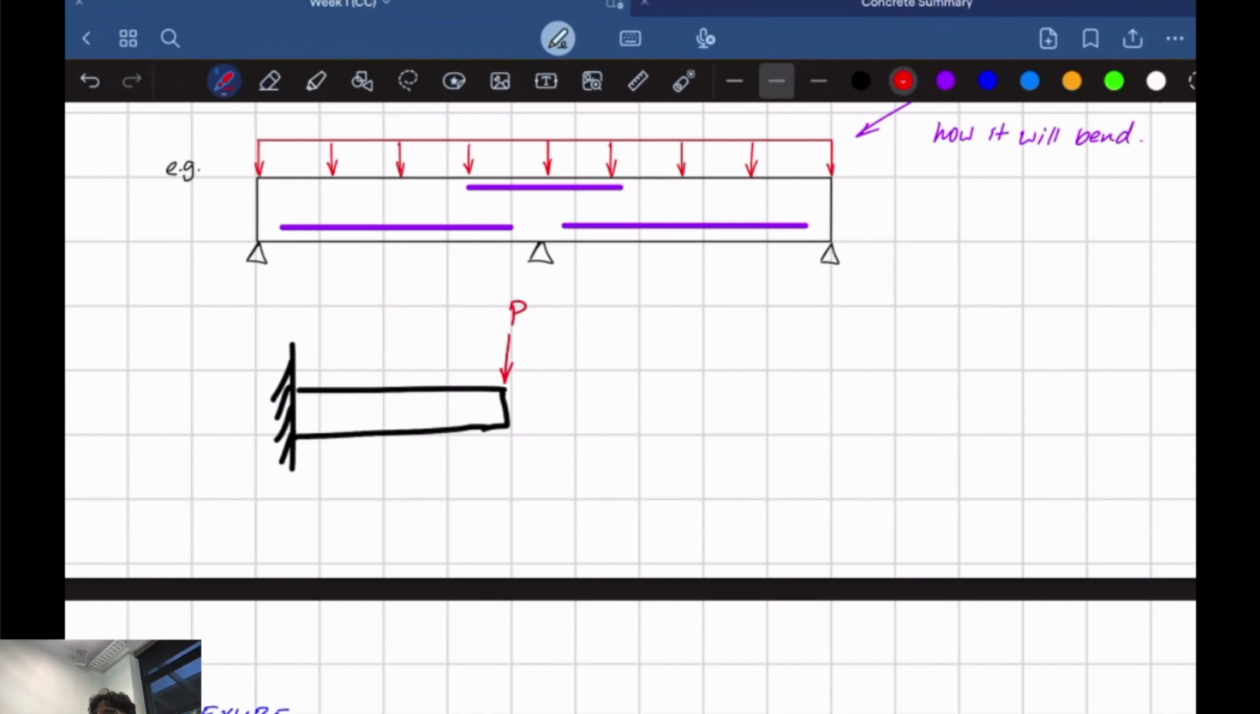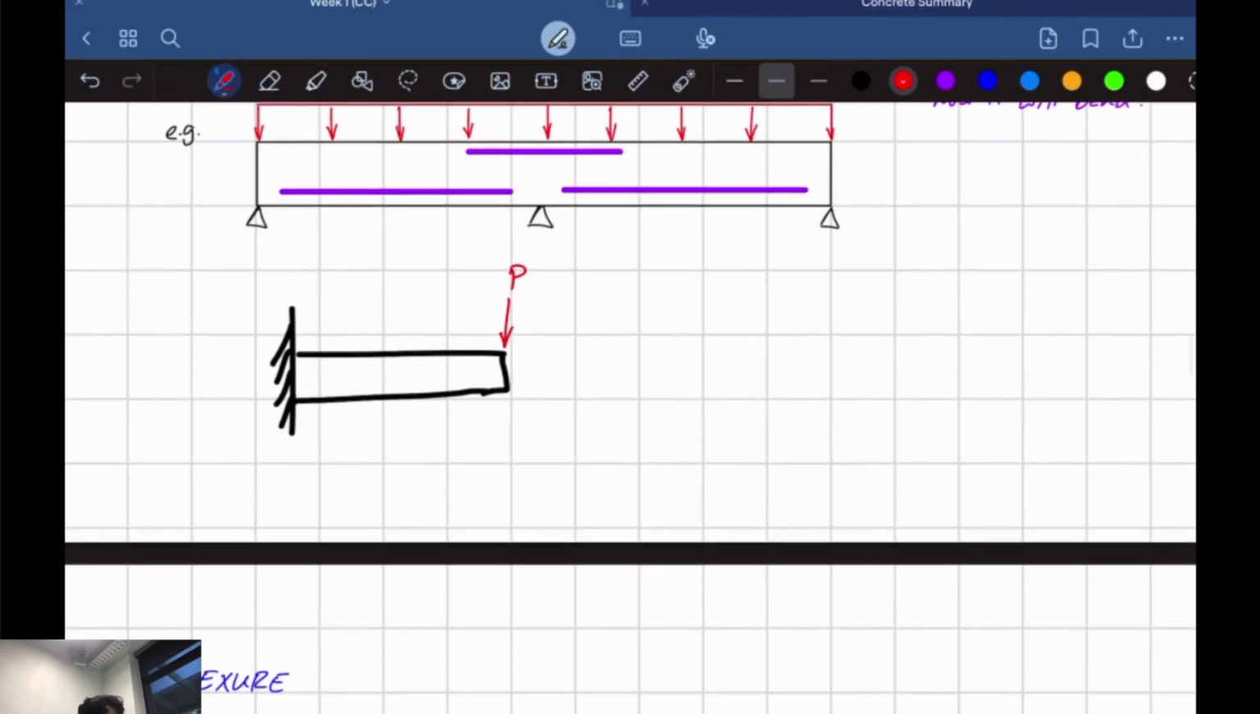For a cantilever beam like this with a dead load, like a point load acting at the very end, where should I put my reinforcing bars? Why at the top? Perfect, yeah. So think about how it's going to bend. It's going to bend like that. So this top part's in tension, so you need a bar there. Good job, Randall.